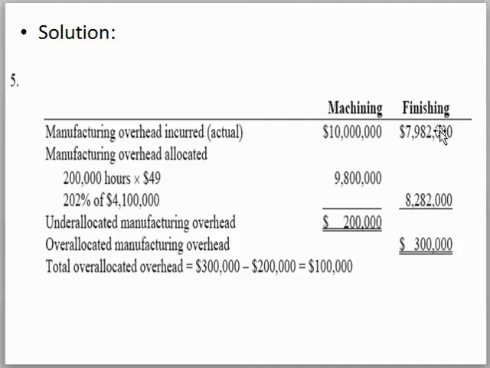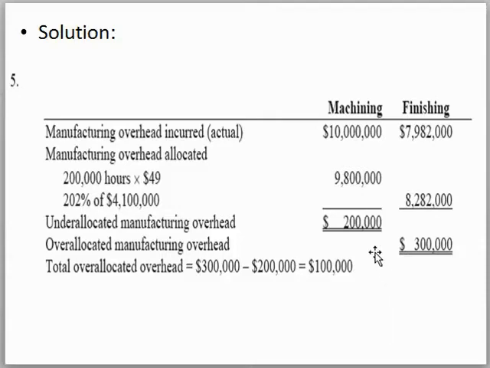But in the finishing department, the actual overhead cost was 7,982,000, and the allocated overhead, we multiply the actual base multiplied by the budget rate. Actual base was 4,100,000 multiplied by 202%. We will get allocated overhead in the finishing department amount 8,282,000. So the allocated overhead is more than the actual overhead, so there is an over allocation by the amount $300,000.